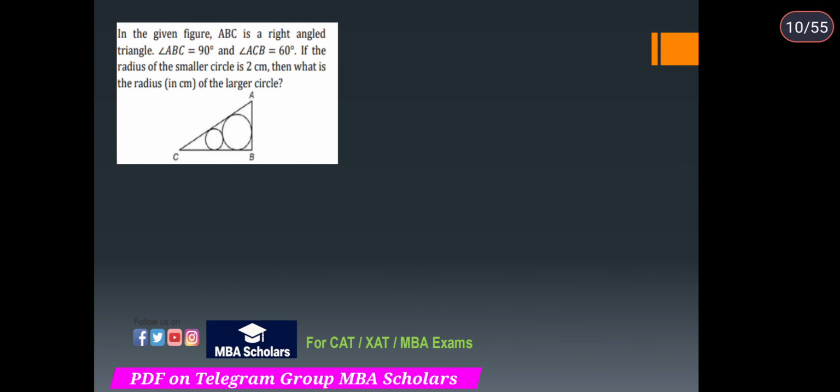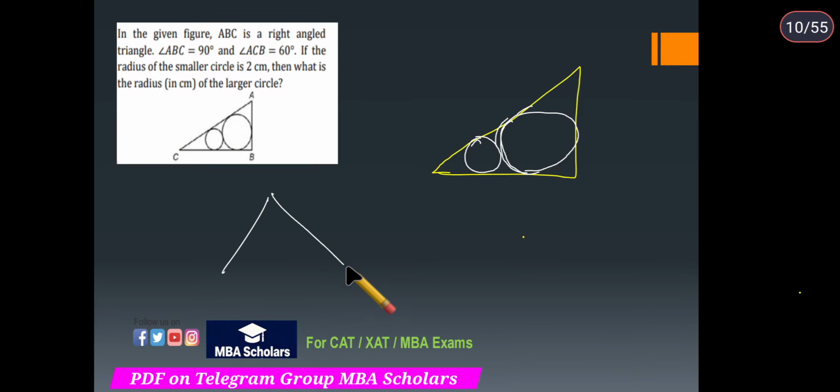We have another question from the geometry that in the given figure, triangle ABC is right angled. Okay, so we have two circles. There is a right angle triangle. We have two circles and both are touching each other. And if we look at the bigger circle, it is also touching all three sides of the triangle. So there is a property that if a circle is touching all three sides of the triangle from the interior, this circle is known as the incircle. Isko bolte hain hum incircle.